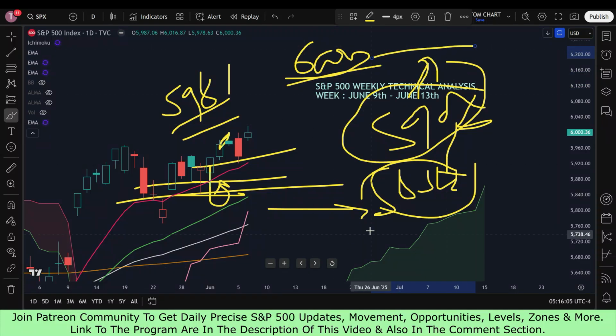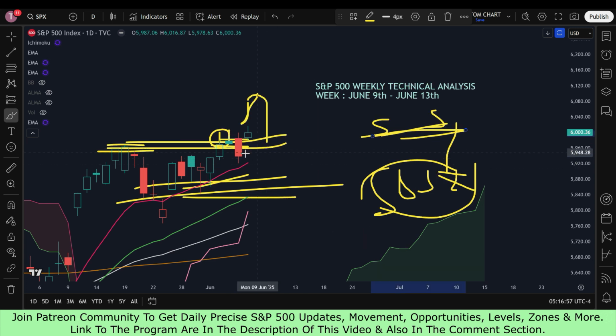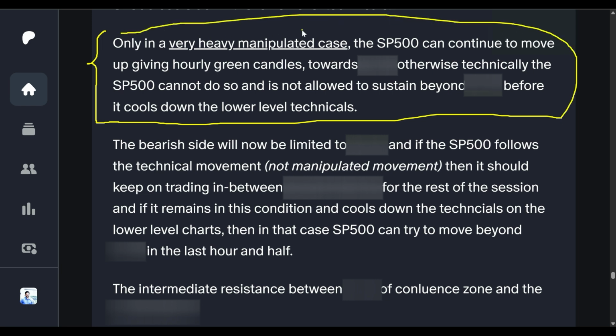But before this could happen, the confluence zone was there to stop the bullish movement. So the confluence zone is very heavy, and it will act as a support for the S&P 500 when it comes down. That is why on Tuesday and on Wednesday I repeated again and again that only in a very heavily manipulated case can the S&P 500 simply ignore the confluence zone and move towards 6,000. Otherwise technically the S&P 500 cannot do this.